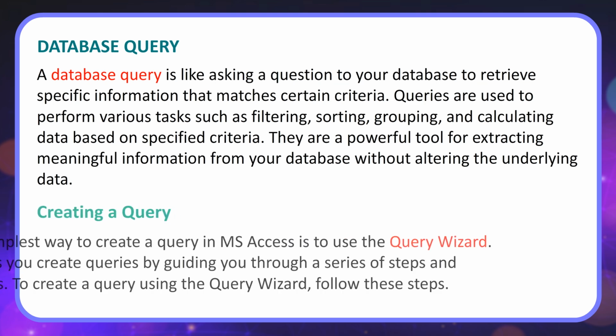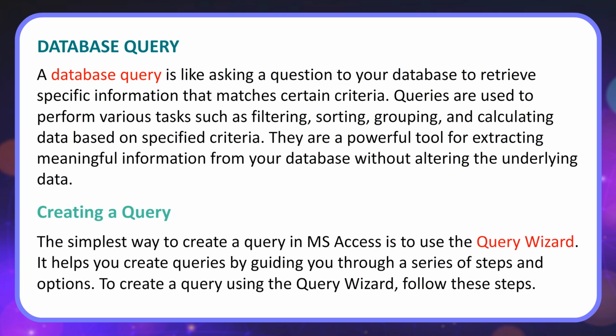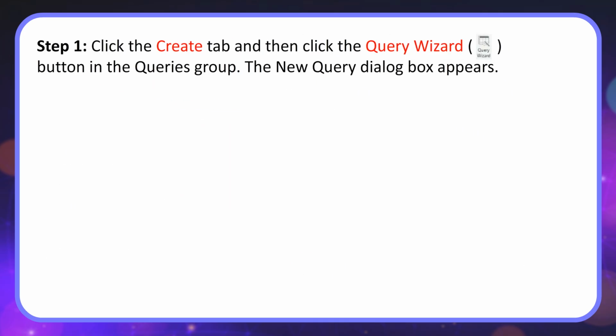Creating a query. The simplest way to create a query in MS Access is to use the Query Wizard. It helps you create queries by guiding you through a series of steps and options. To create a query using the Query Wizard, follow these steps. Step 1. Click the Create tab and then click the Query Wizard button in the Queries group. The new query dialog box appears.